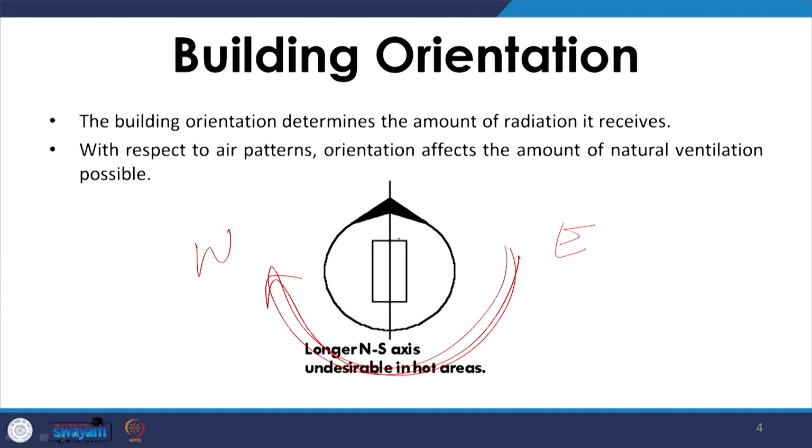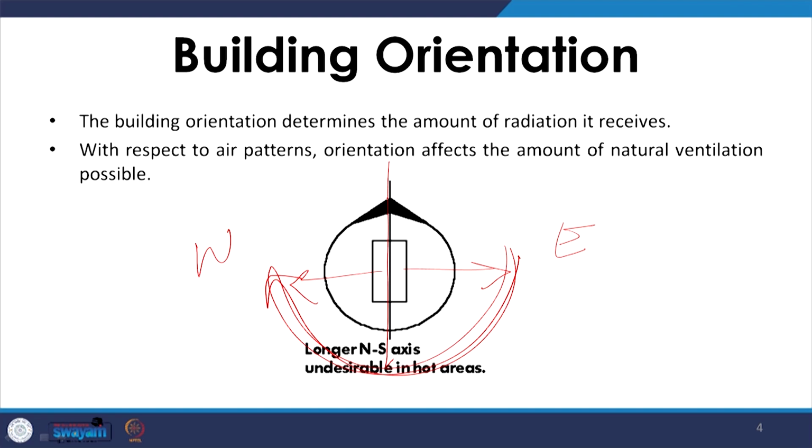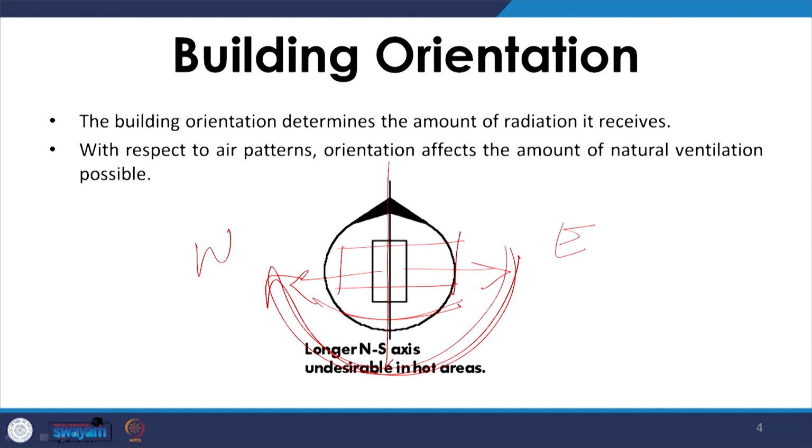So, an orientation where the north-south axis is larger, which has more exposure towards east and west, is not preferable for hot climates, and a large part of our country has a warm, hot or tropical climate. So, this orientation is not preferred. Also, the reason is because when the sun comes to the south, it is at a very high altitude and the solar radiation can very conveniently be cut off by using horizontal shading.